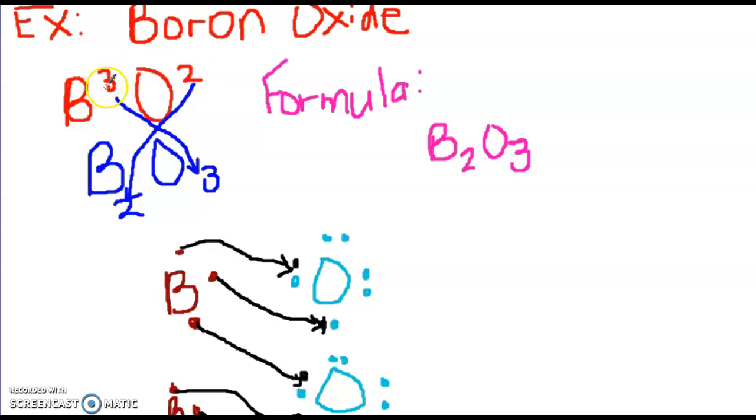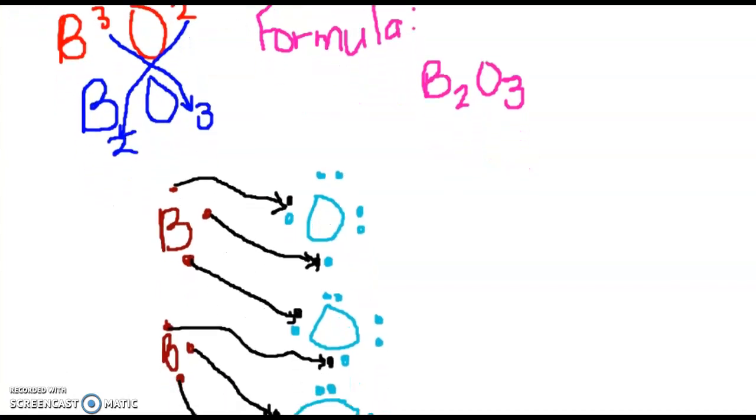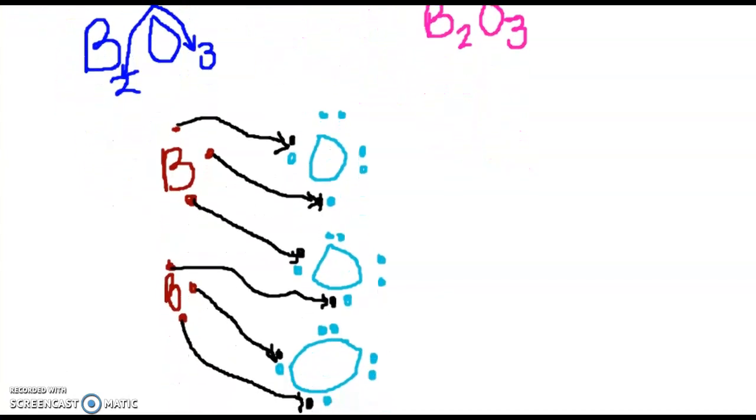is crisscross. So the 3 behind boron goes over to the oxygen, and the 2 behind oxygen goes to the boron. And if you took a minute and drew that out, you would see that it does take 2 borons bonding with 3 oxygens to get that formula B2O3.